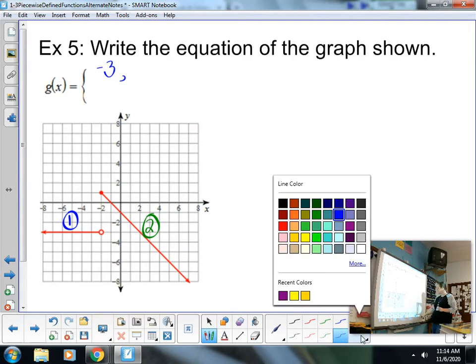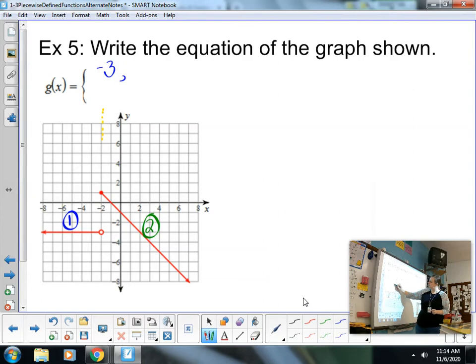My boundary this time is at -2. Piece number 1 exists to the left of that -2, so that's less than. And the dot for that horizontal piece is open, so there would be no line underneath the inequality.